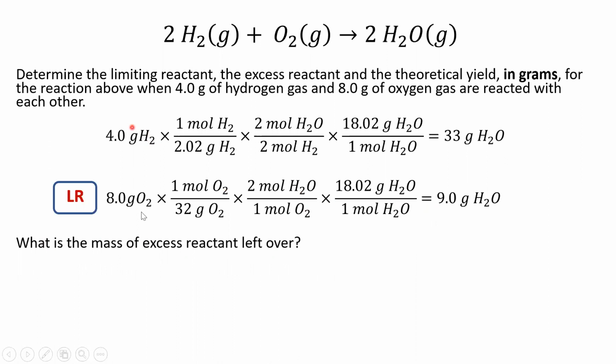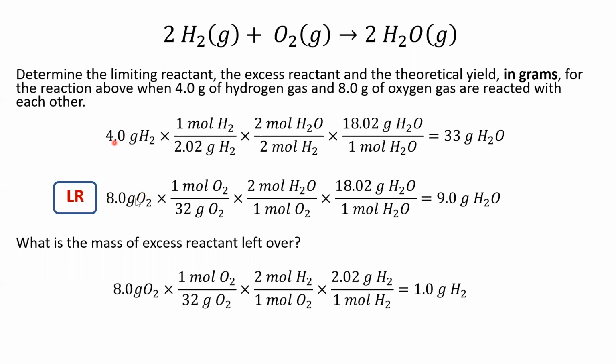So what we want to do is use the limiting reactant to figure out how much hydrogen reacts. Once the limiting reactant runs out, the hydrogen stops reacting. So we want to find out how much hydrogen reacts, subtract it from how much we have, and that'll tell us how much is left over. So it's another stoichiometry problem.